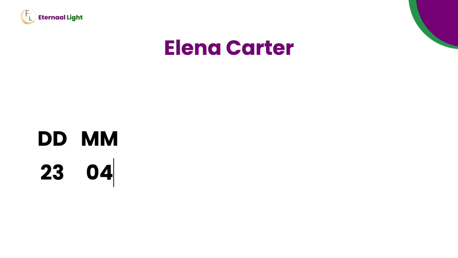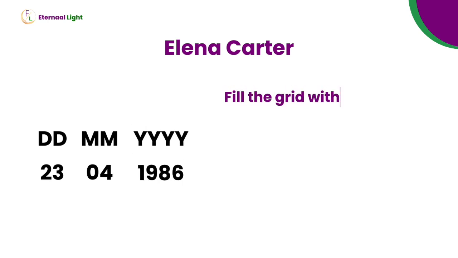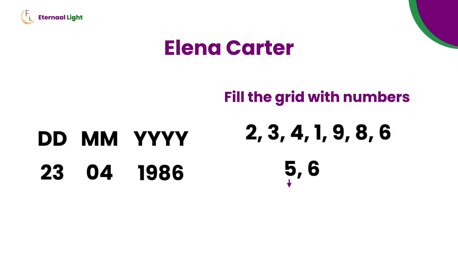In this example, we have taken someone's date of birth, Alina Carter. DD is 23, MM 04, year of birth 1986. Take all the numbers from this complete birth details: 2, 3, 4, 1, 9, 8, 6. In addition to this, we have calculated your personality number, so we will take it. And then the destiny number is 6. We have also considered the destiny number.